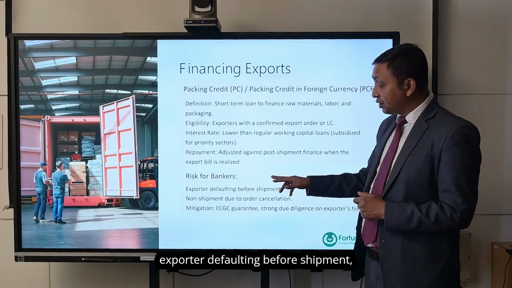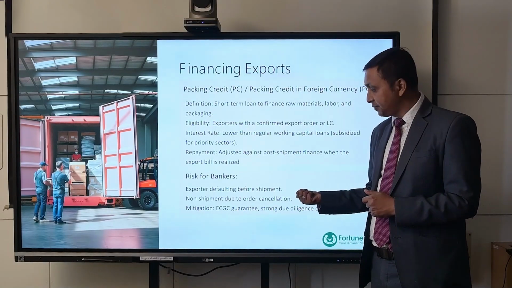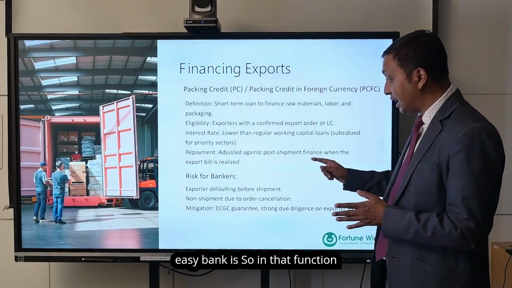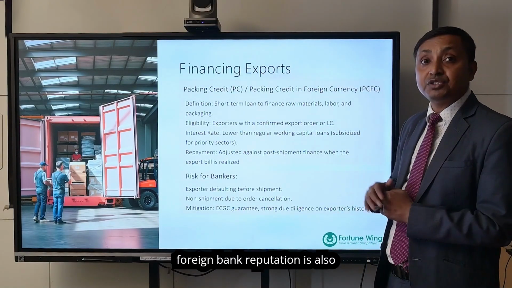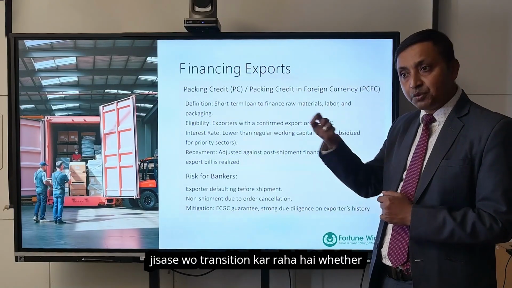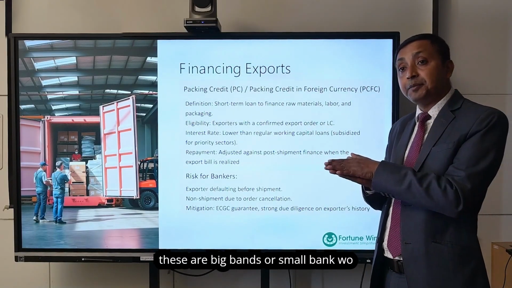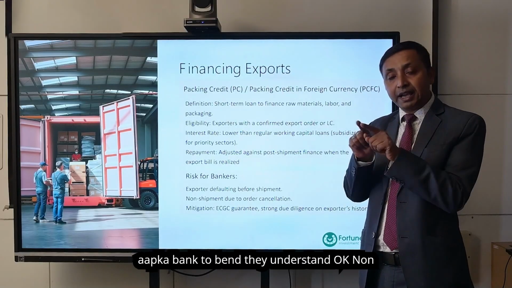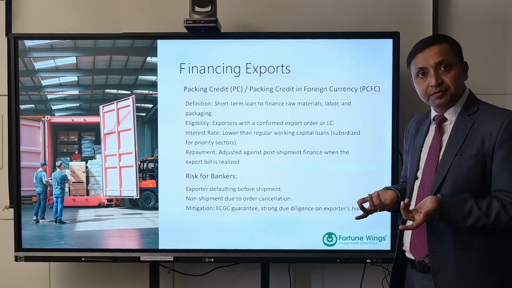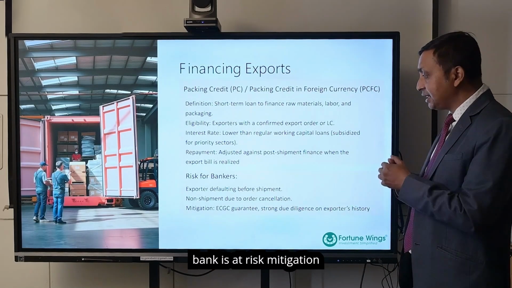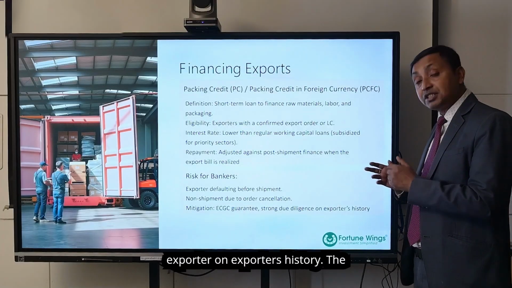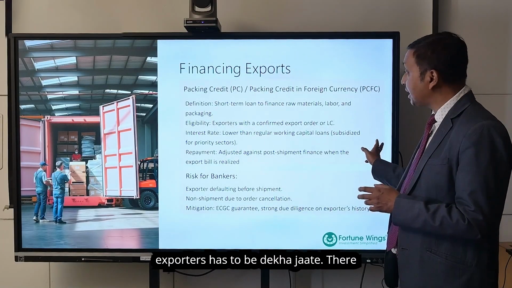So, exporter defaulting before shipment. The exporter suddenly says we don't want any product, and the bank has a problem. So in that condition, the foreign bank's reputation is also important. You have to understand the party with whom the exporter is transacting, whether these are big banks or small banks, because banks understand each other. Non-shipment due to order cancellation: the bank is at risk. Mitigation: ECGC guarantee, strong due diligence on the exporter's history. The exporter's history is also checked. There are so many things.